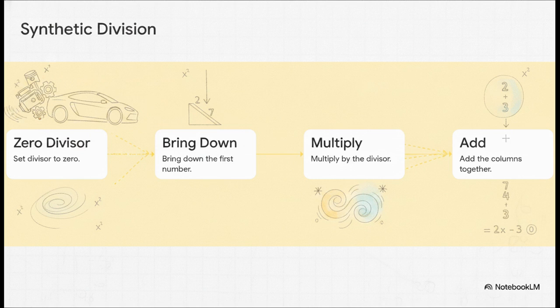Bring down the first number, which is 2. Multiply it by our divisor 2 to get 4. Add that to negative 7 to get negative 3. Multiply negative 3 by 2 to get negative 6. Add that to 6, and we get 0, our remainder. The numbers we have left are 2 and negative 3, which translates straight back into variables as 2x minus 3.